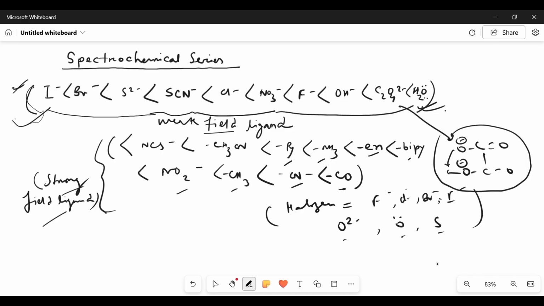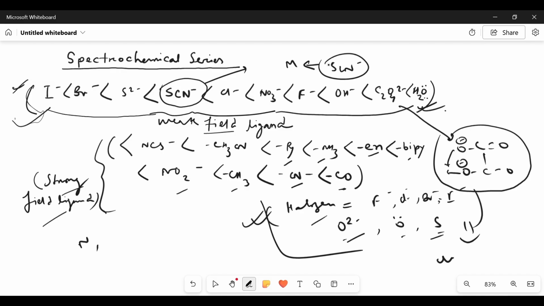Okay. And in thiocyanate, sulfur coordinates with the metal ion. So the metal sulfur bond is there in case of thiocyanate. So these all are weak field ligands where the donor atoms are halogen, oxygen, and sulfur. Next, if the donor atoms are nitrogen, so these all are weak field.